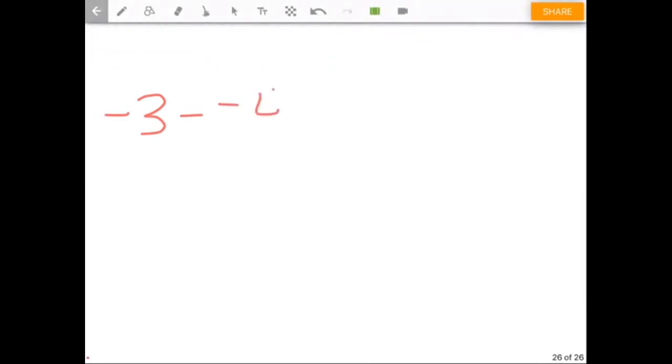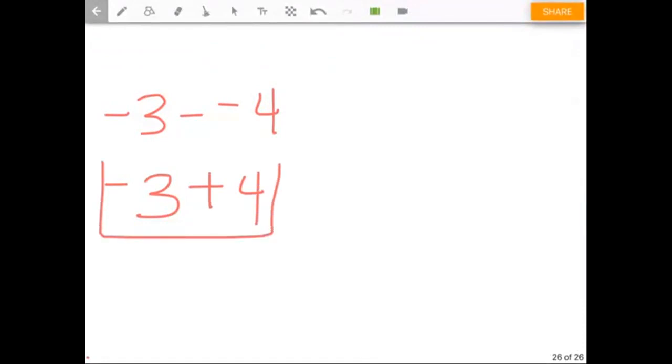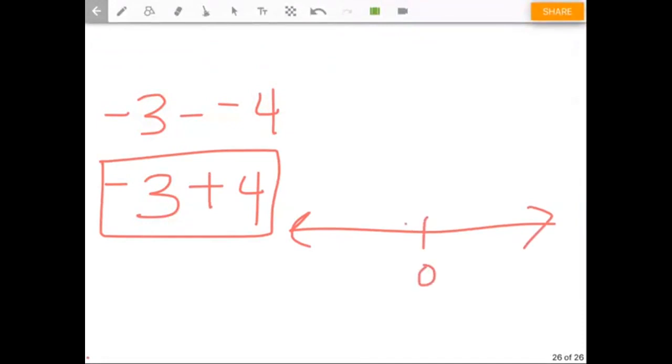So here we have -3 minus -4. Anytime you see a minus a negative, we don't like that. So we're going to change it to plus a positive, because this is easier to work with. So if you have -3, and now we have +4.